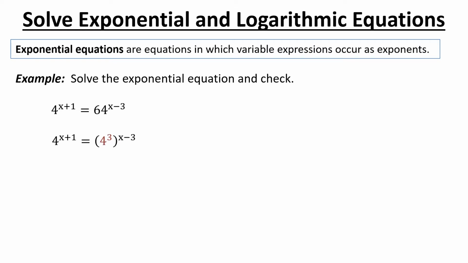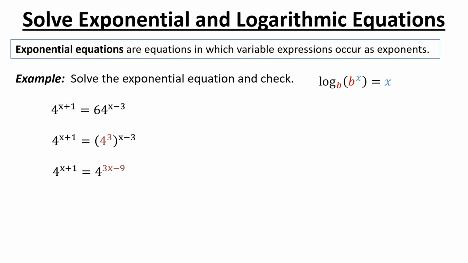Well, first let's change the 64 so they both have the same base. So that would be 4 to the third power, 4 cubed. And now a power raised to an exponent can be written as a single power if we keep the base and multiply the exponents. And now you see that we have the same base, and we could just set the exponents equal to each other.